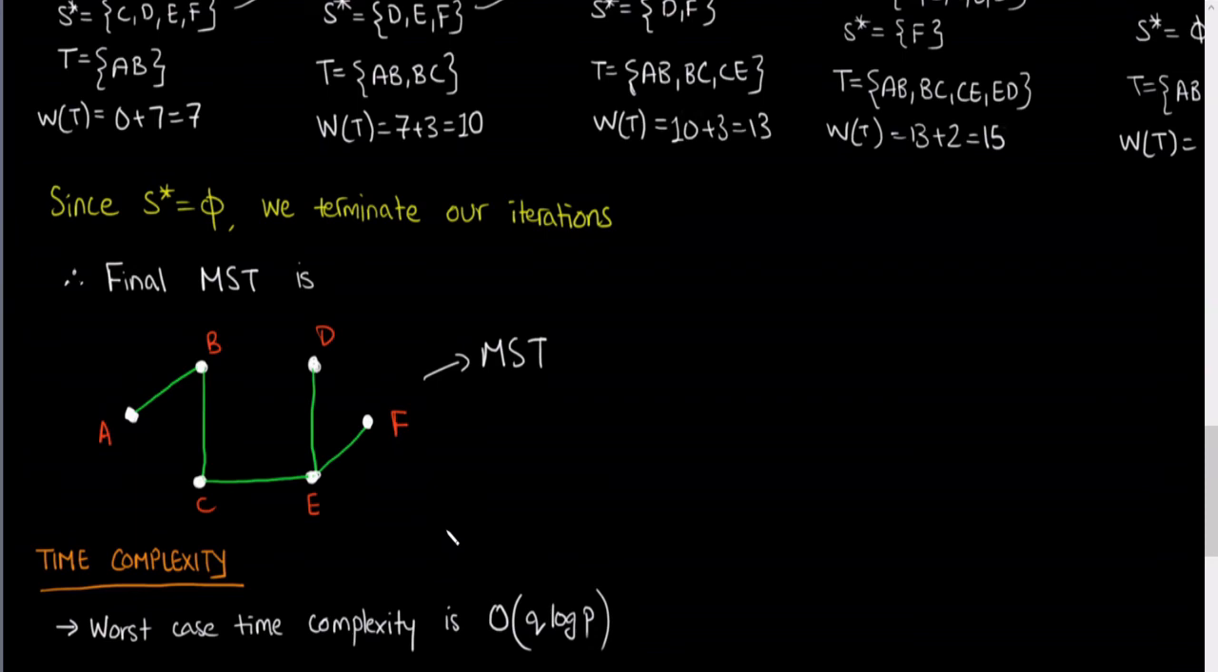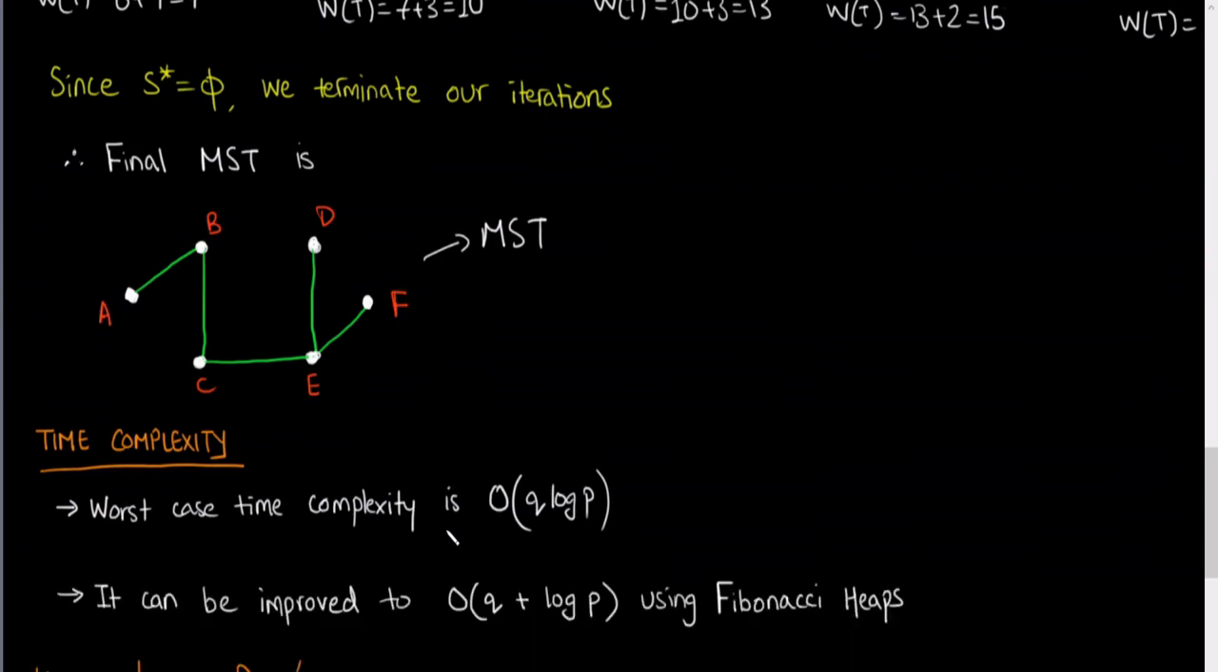So that was Prim's algorithm implementation with an example. So the next thing is the time complexity of this particular algorithm. The worst case time complexity is order of q log p, where q is your number of edges and p is your number of vertices. Similarly, this complexity can be improved to order of q plus p log p using Fibonacci heaps, but in the worst case it will be order of q log p.